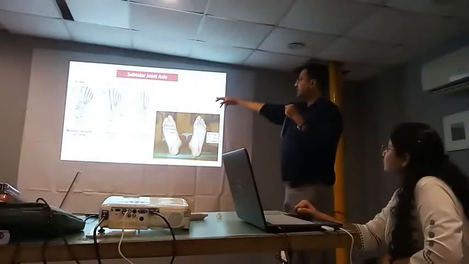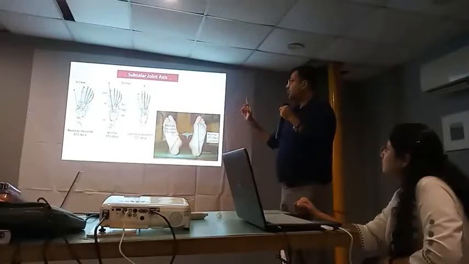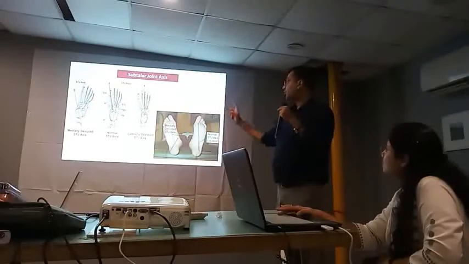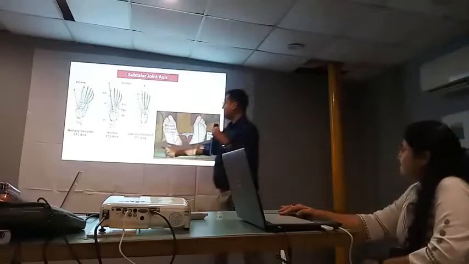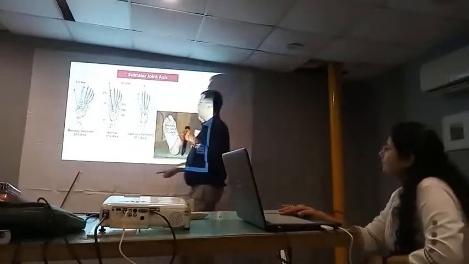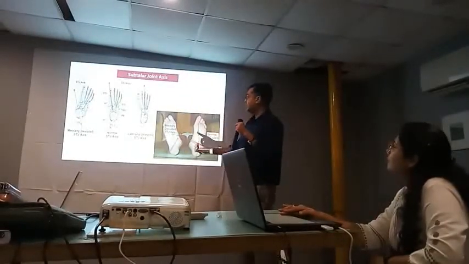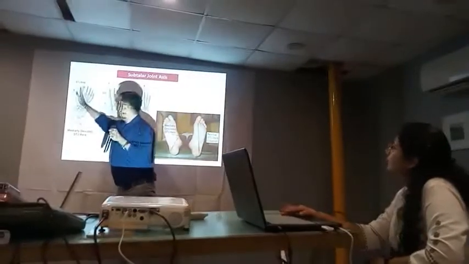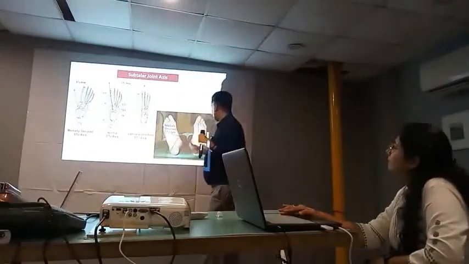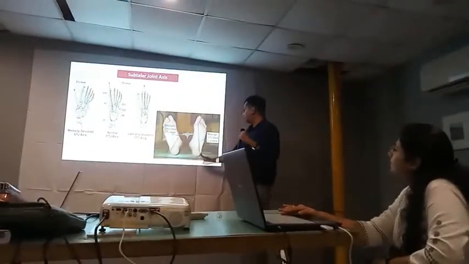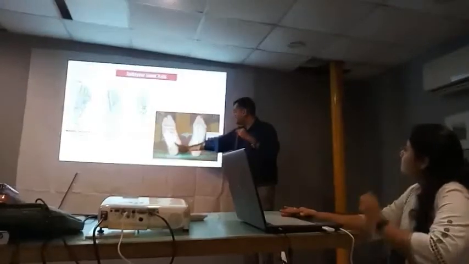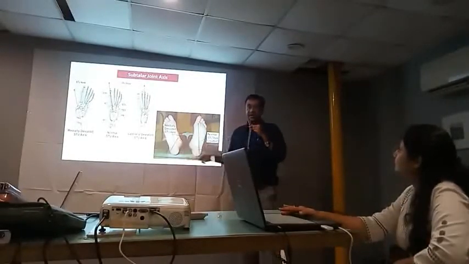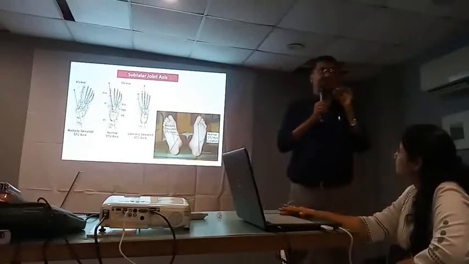So as you are seeing here, the subtalar joint axis usually passes from the talus to the first metatarsal row. When it is medially deviated, you can see here, this is a normal subtalar joint axis, and here this is slightly medially deviated. This is a very easy assessment.